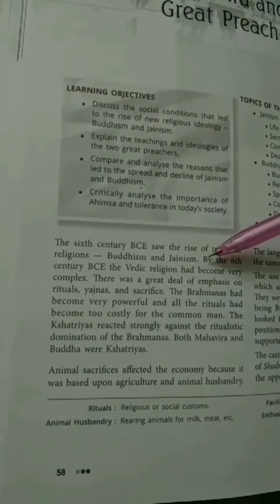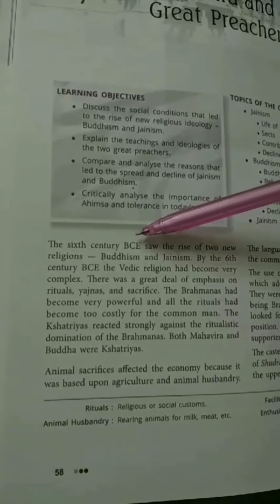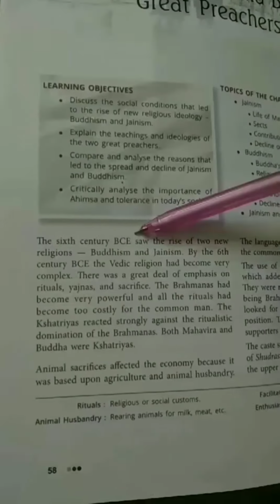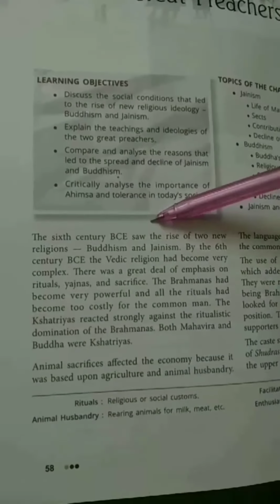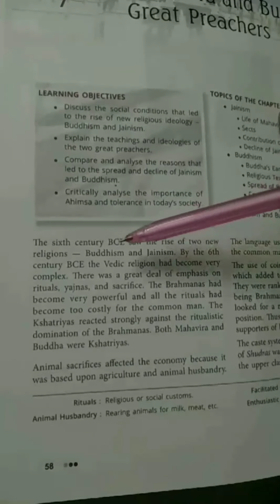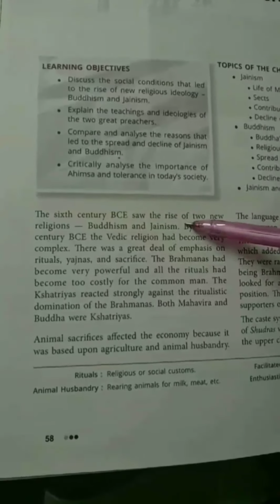Now, these two religions arose in the 6th century BCE. BCE means Before Common Era. In the 6th century BCE, two religions started in India. They were Buddhism and Jainism. Now let us see the reasons why these two religions became very popular.